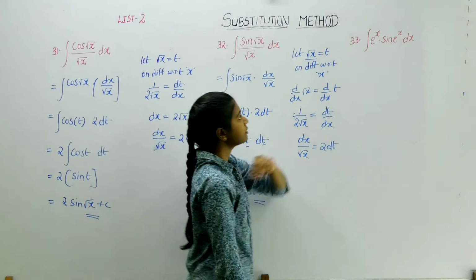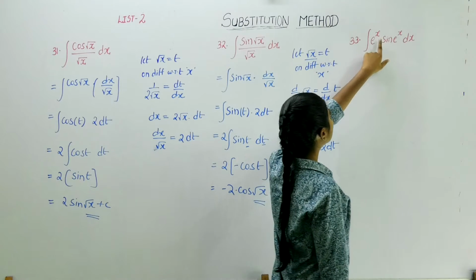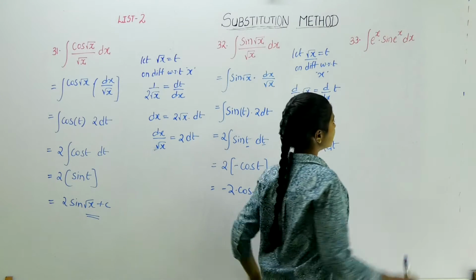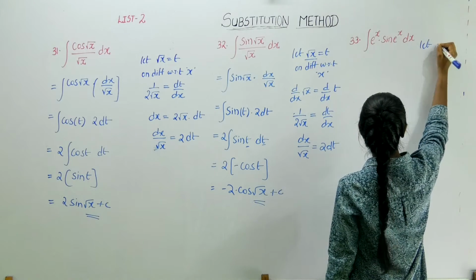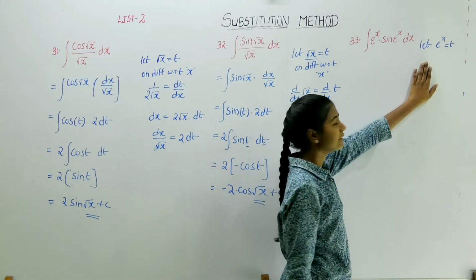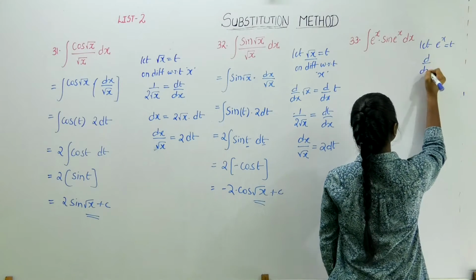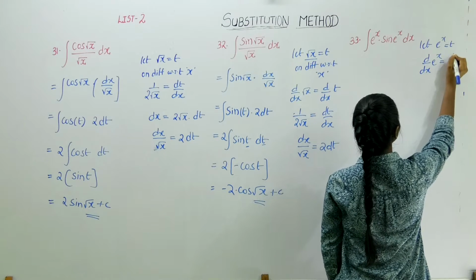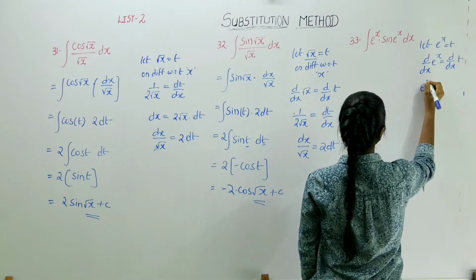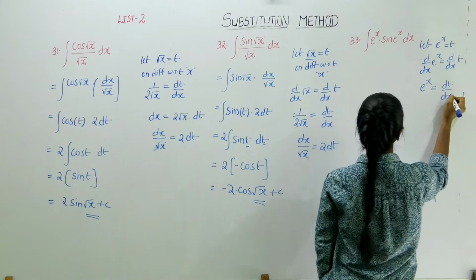Next, coming to 33rd question. It is given as integral e power x into sin e power x dx. To solve this, let us assume e power x is equal to t. On differentiating with respect to x on both the sides, d by dx of e power x is equal to d by dx of t. d by dx of e power x is e power x, and for this, dt by dx.